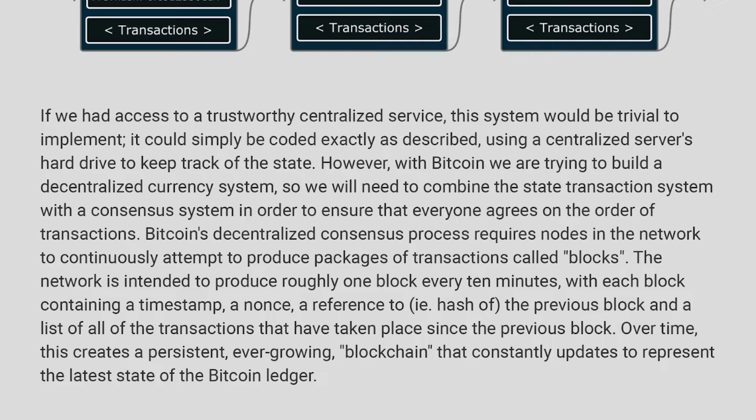Bitcoin's decentralized consensus process requires nodes in the network to continuously attempt to produce packages of transactions called blocks. The network is intended to produce roughly one block every 10 minutes, with each block containing a timestamp, a nonce, a reference to, i.e., hash of, the previous block, and a list of all of the transactions that have taken place since the previous block. Over time, this creates a persistent, ever-growing blockchain that constantly updates to represent the latest state of the Bitcoin ledger.